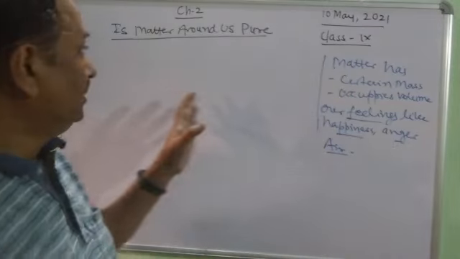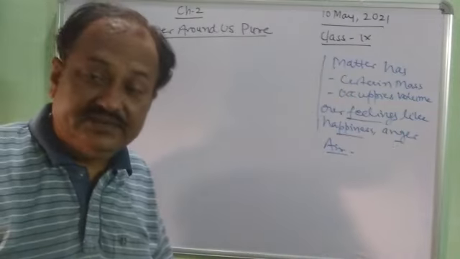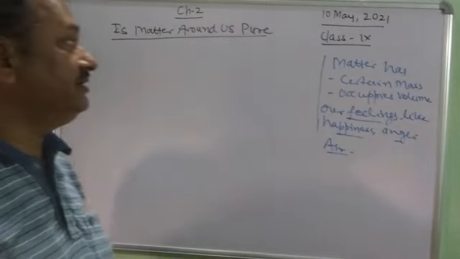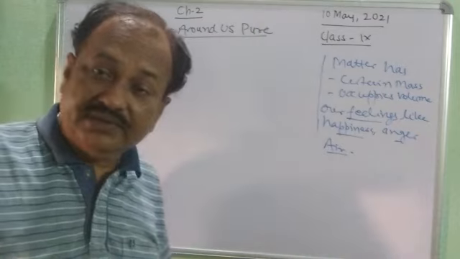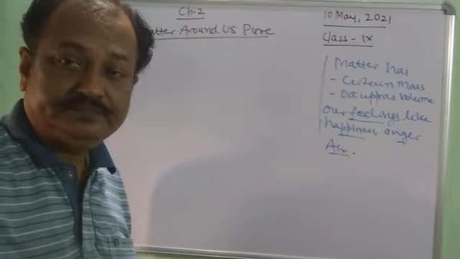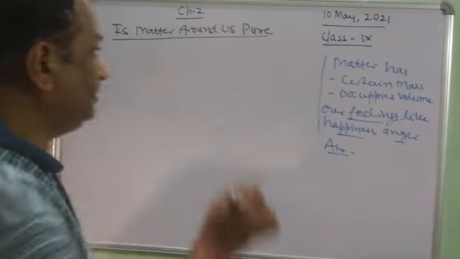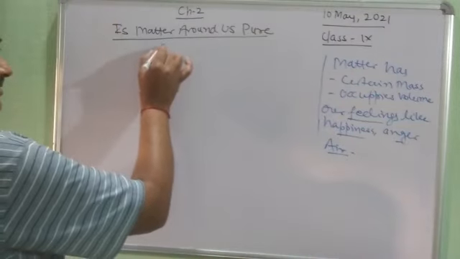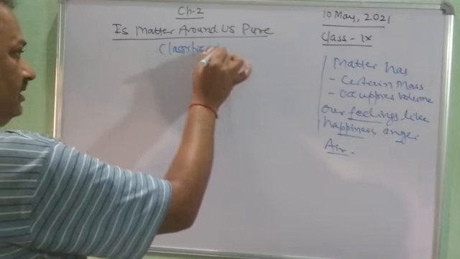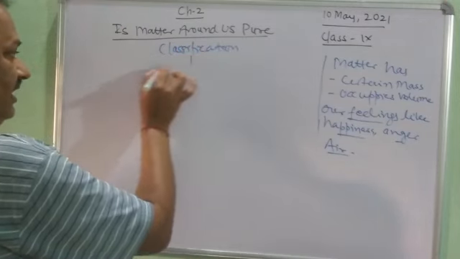Now children will see about the classification of matter. And so the point is, is matter around us pure? So we are concerned with the purity of matter and see how. Now we'll see the classification of matter. Classification means the types.